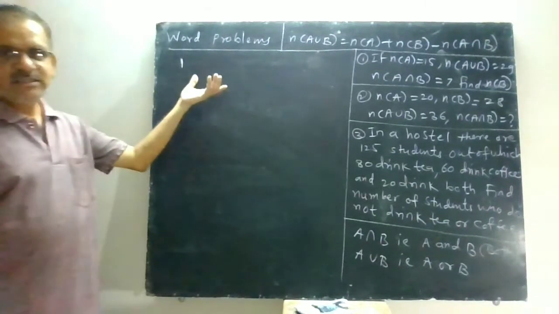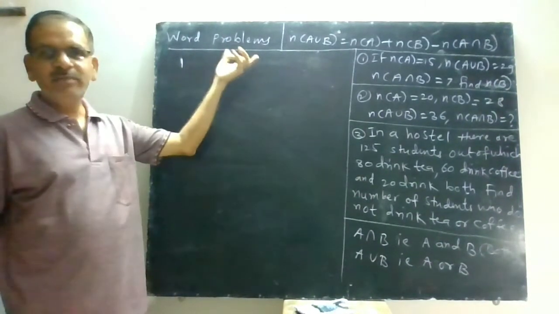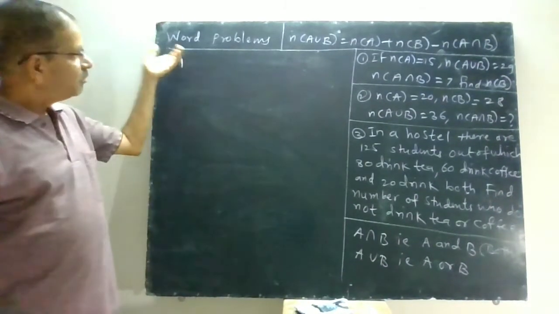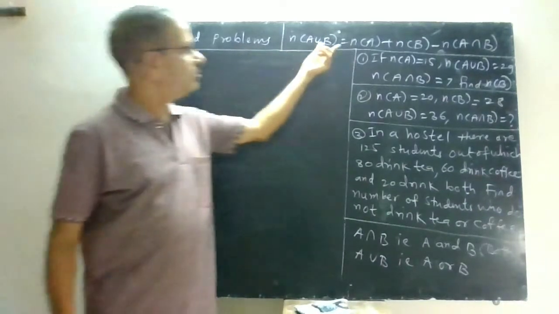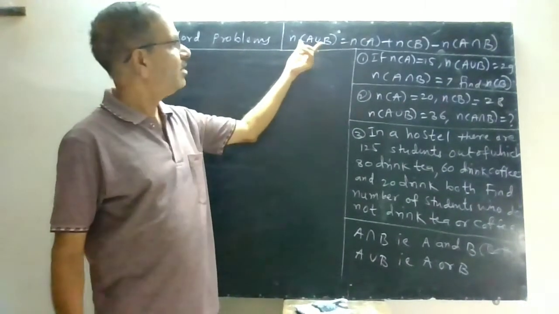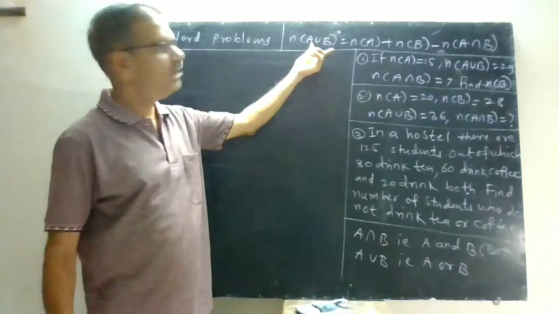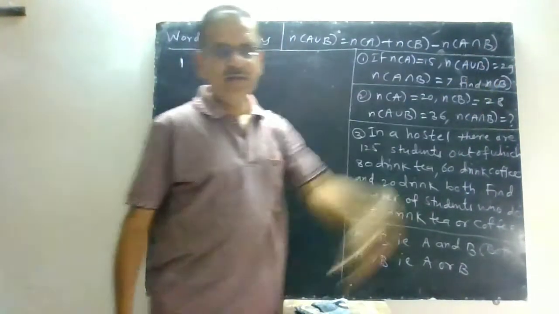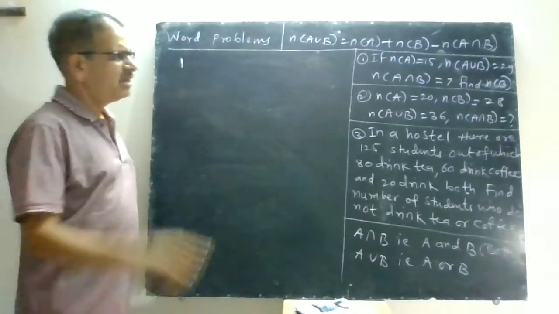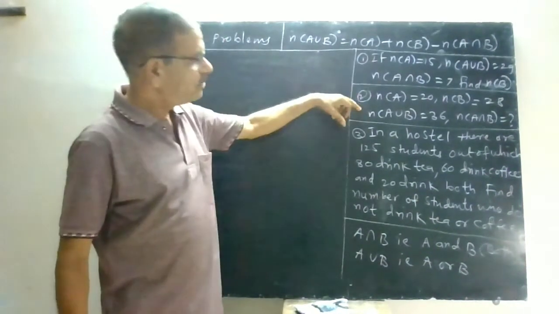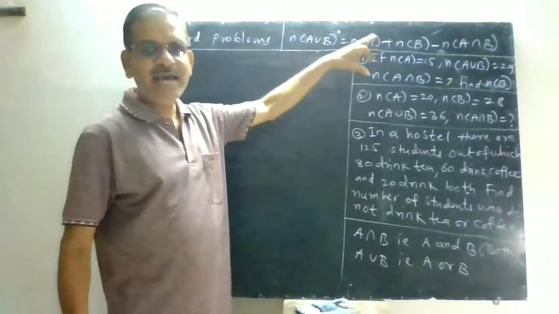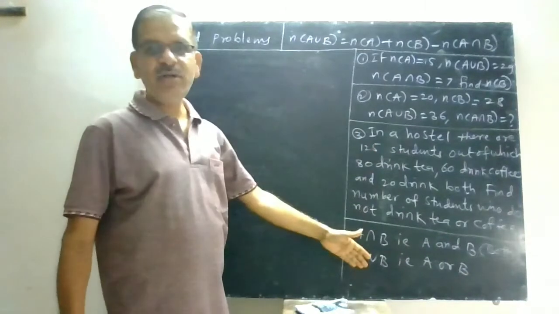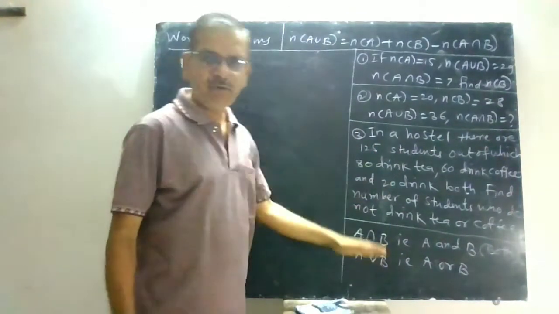Now let us see some word problems in the last session of the set theory for 9th standard. Before going to word problems, you have to use one formula that we have seen already: n of A union B, that is the number of elements in A union B, is equal to the number of elements of A plus the number of elements of B minus the elements of A intersection B. First let us see two simple problems based on the formula directly, and then you have to use the same formula but the information is given in terms of words, that is what we call word problems.